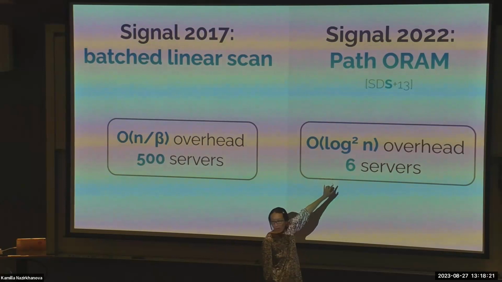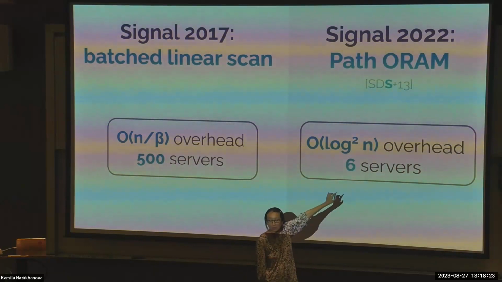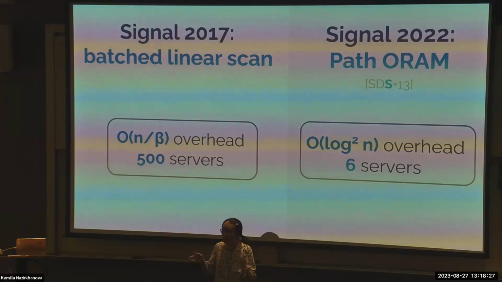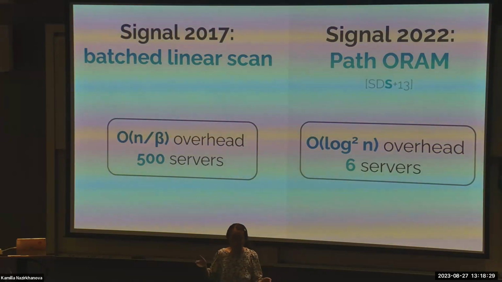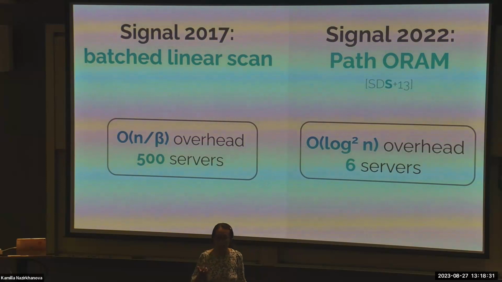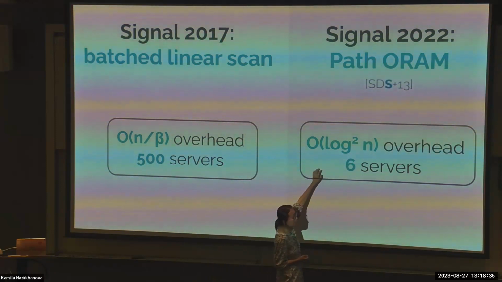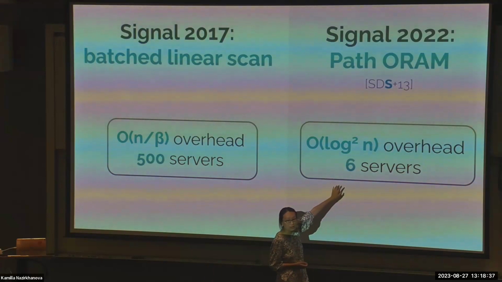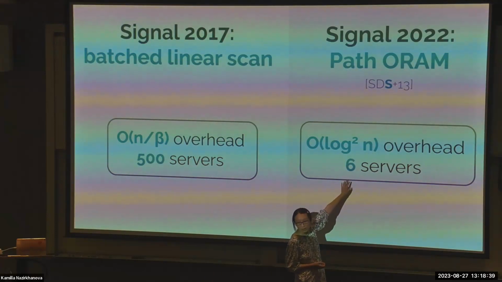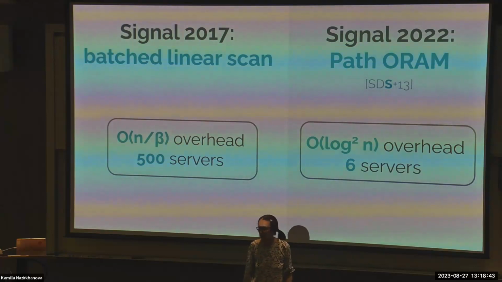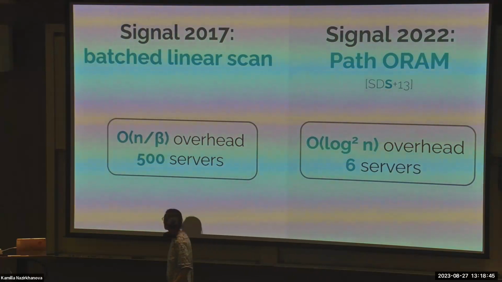This scheme has log squared overhead. So even though asymptotically it is log squared, it's actually more like log n, because these two logs are not the same. One log has a large base. So for that log, in practice, it's like 2 or 3. So really, from a practical perspective, this is like a log n scheme. And after Signal deployed Path ORAM, they cut down to 6 servers, and this is almost 100x reduction in server costs.